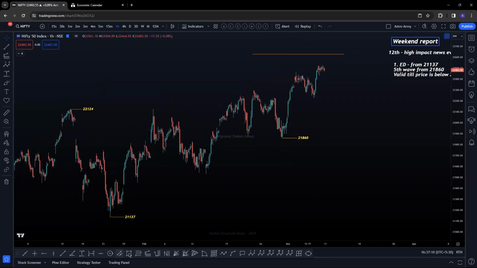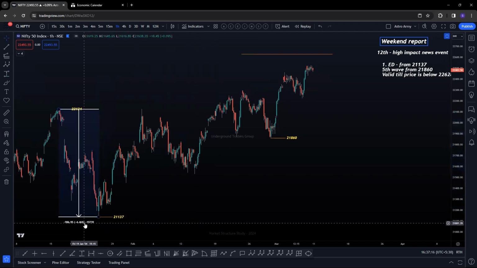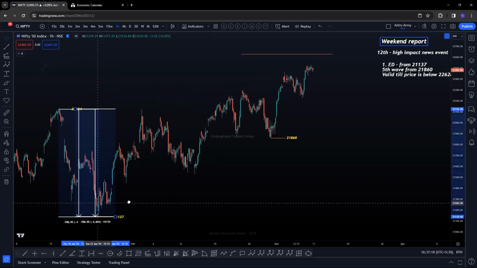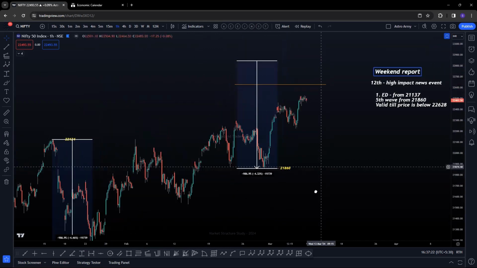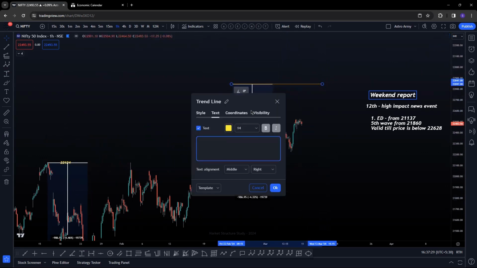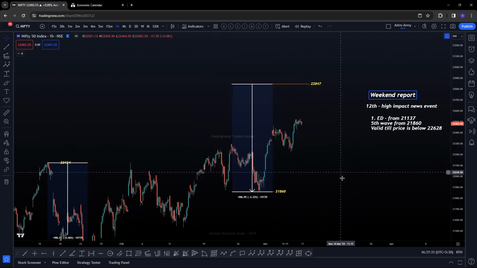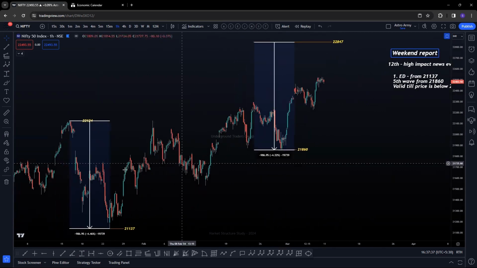Okay. In that case, what do we know? We know the length where it must touch: 986 points. The length of A, that is a target. So in this case, the target comes at least around 22,850. 22,847. Yeah, approximately you can take 850. Okay. That is the target in case this is the correct setup.